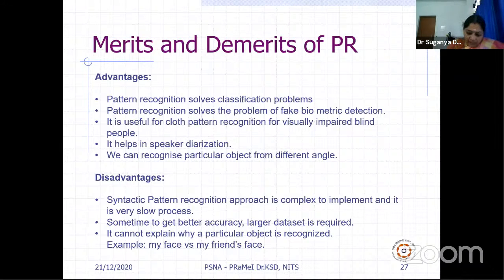And syntactic pattern recognition is very complex to implement. That is the other one, structural pattern recognition, syntactic pattern recognition. Two things are there, I don't want to go in depth with it. So syntactic pattern recognition is very complex to implement.